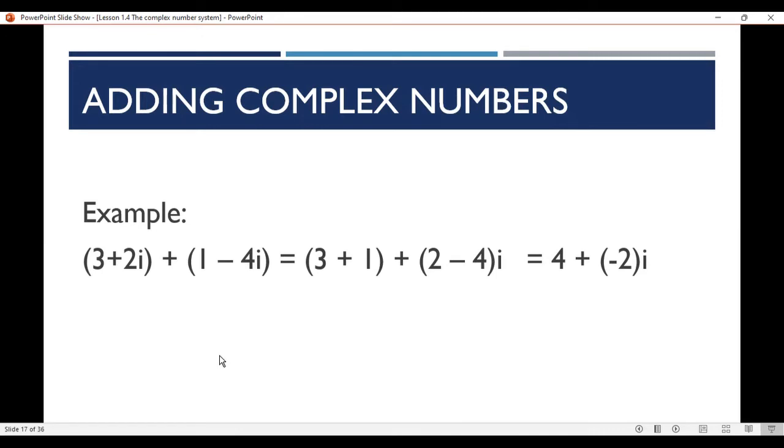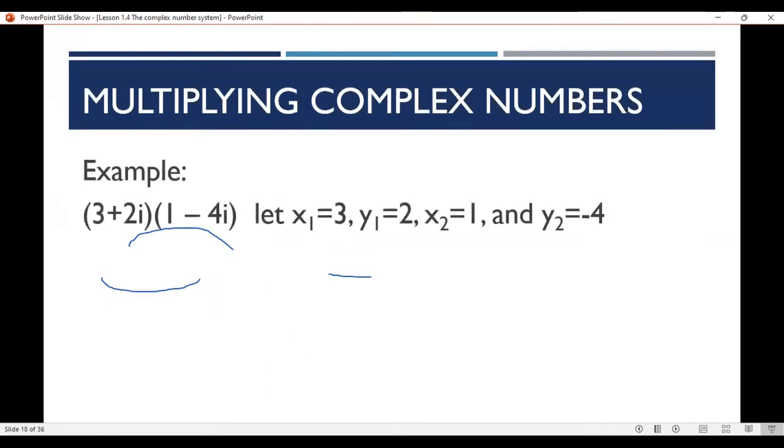Ang gawin mo lang, kuhanin mo lang yung real part, add mo lang. 3 plus 1. At yung kanyang imaginary part, 2 minus 4i. So, meron na tayong 4 sa real part, tapos sa imaginary part ay negative 2, kasi galing yun sa 2 minus 4. Then, lagyan mo lang ng i para maging pure imaginary. So, ang final answer natin is 4 plus negative 2i, or 4 minus 2i. Kasi yung 4 plus negative 2i, pwede na rin yung maging 4 minus 2i.